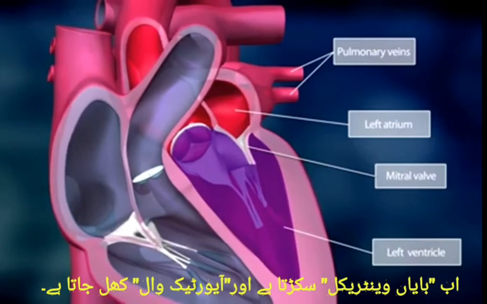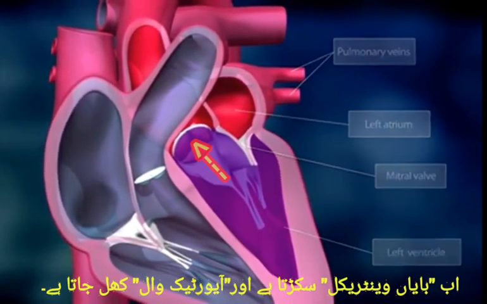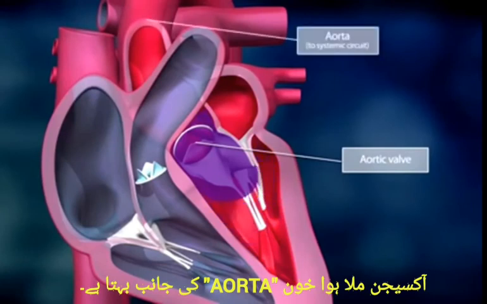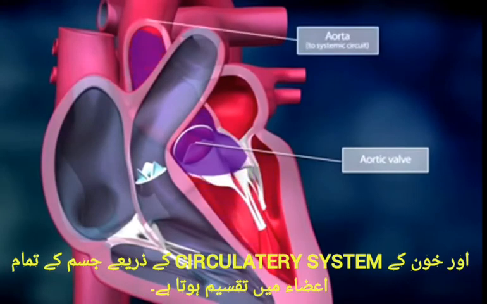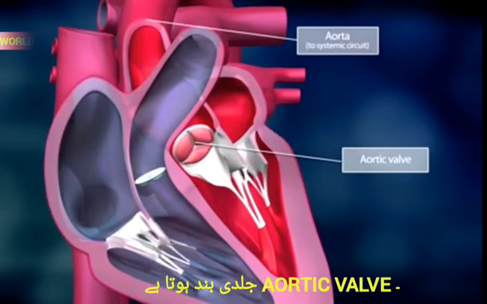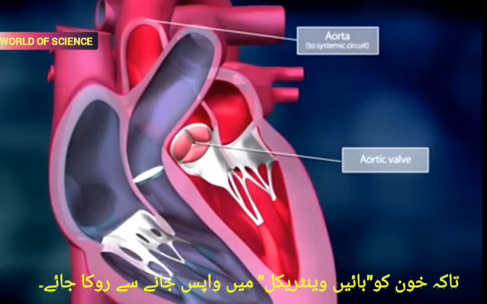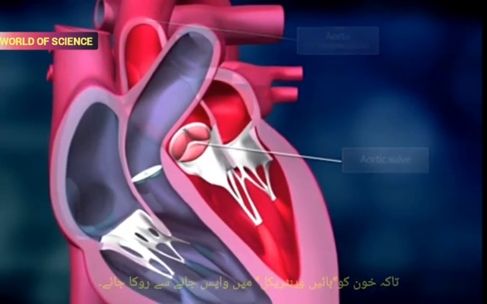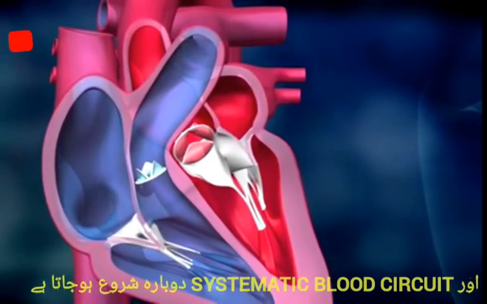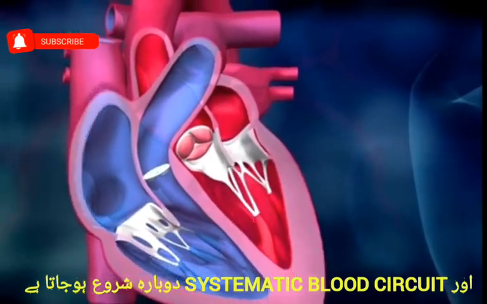Now the left ventricle contracts and the aortic valve opens. The oxygen-enriched blood flows into the aorta and is distributed to every organ in the body via the blood circulatory system. The aortic valve quickly closes to prevent blood from flowing back into the left ventricle. At the same time, a new contraction takes place in the right ventricle, and the systemic blood circuit begins anew.